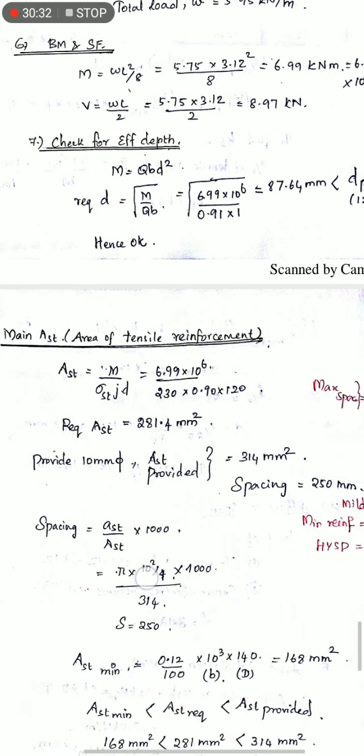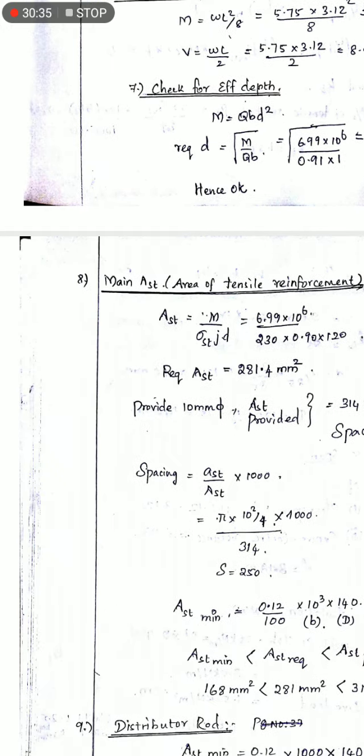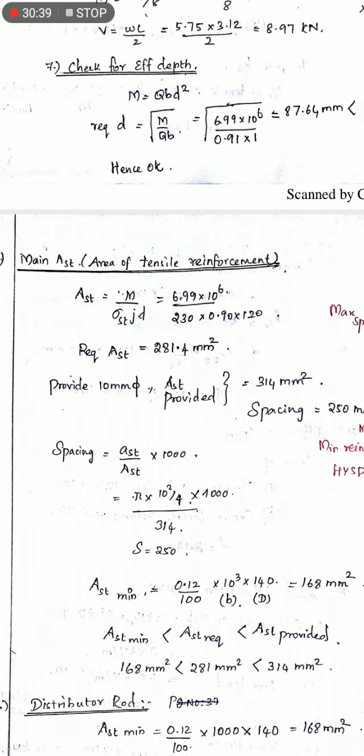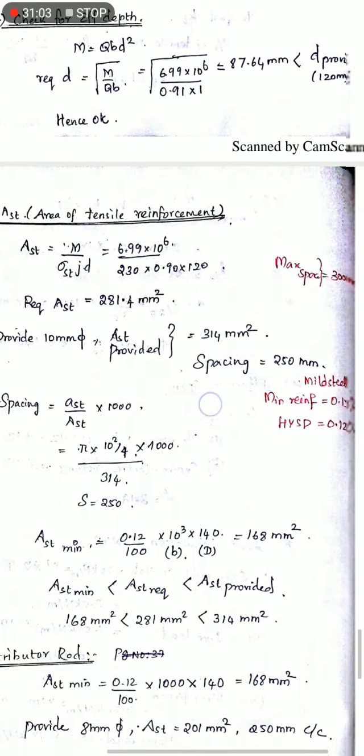Okay, the next step is calculating main AST reinforcement. So the formula to find the AST equal to M divided by sigma ST J D. M is nothing but bending moment. Sigma ST is nothing but yield strength of steel for Fe415. J is the design constant for combination of Fe415 and M20. D equal to effective depth. So apply those values and get the required AST value, which is nothing but 281.4 mm square.